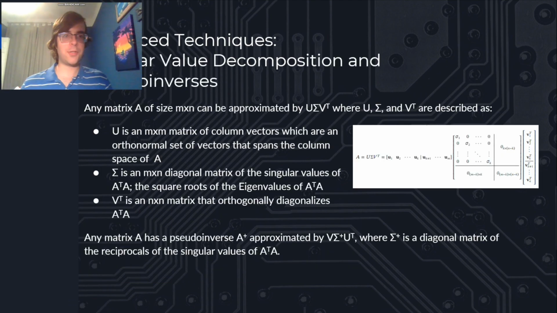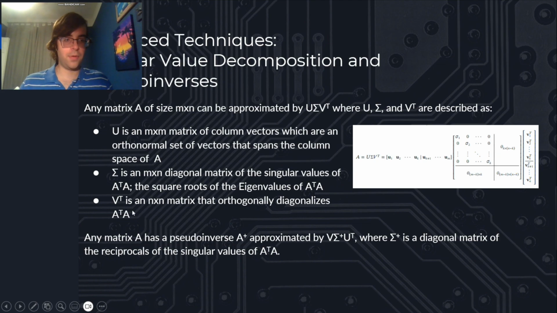However, any matrix of size m by n can be approximated by a matrix U times a matrix sigma times the transpose of a matrix V, where U is an m by m matrix of column vectors, which are an orthonormal set of vectors that spans the column space of A. Sigma is an m by n diagonal matrix of the singular values of the transpose of A times A. The singular values are the square roots of the eigenvalues of the transpose of A times A, so it's going to be the singular values and zeros in every other space.